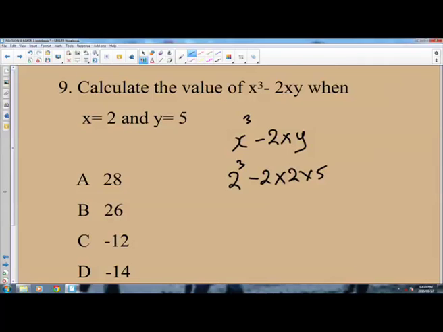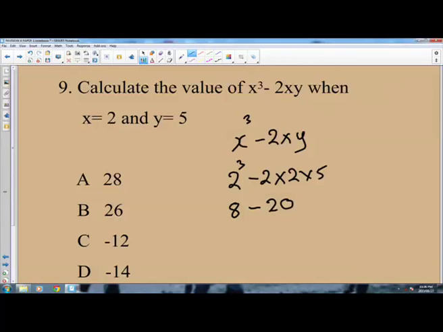And then what is 2 to the power 3? 2 times 2 is 4, times 2 is 8. 2 to the power 3 is simply saying multiply 2 three times. So when we multiply 2 three times, we are going to get 8. Not 2 times 3, no. It says multiply 2 three times. So this will be 2 times 2 times 2 minus 2 times 2 is 4, times 5 is 20.